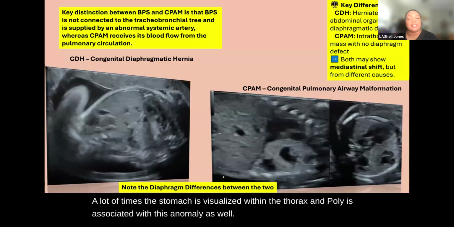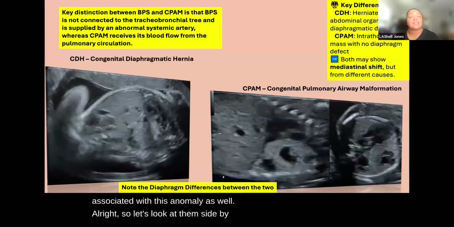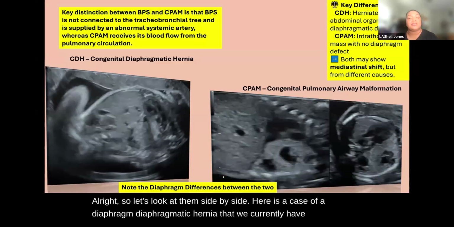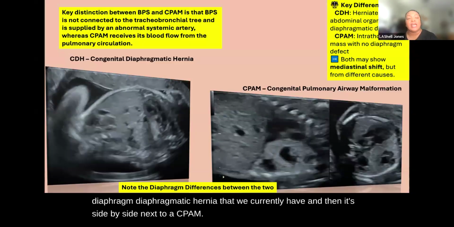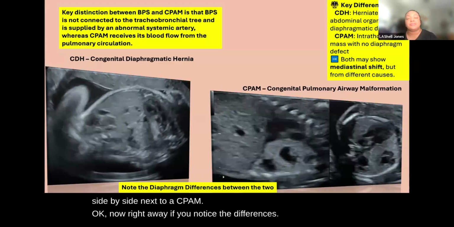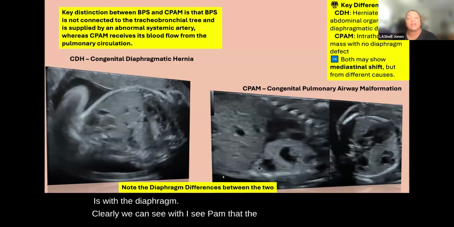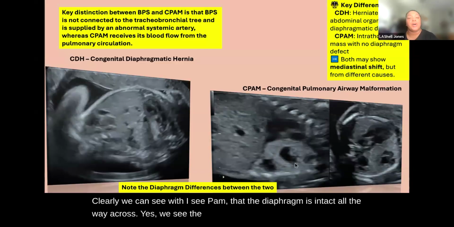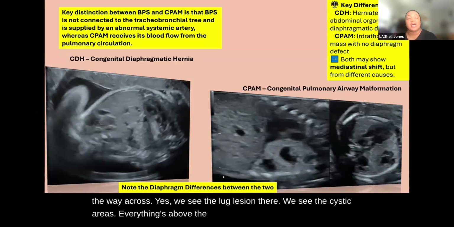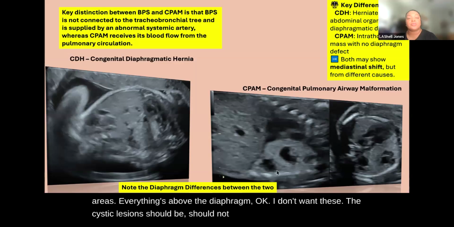All right, so let's look at them side by side. Here is a case of a diaphragmatic hernia that we currently have, and then it's side by side next to a CPAM. Okay, now right away, if you notice the differences, it's with the diaphragm. Clearly, we can see with our CPAM that the diaphragm is intact all the way across. Yes, we see the lung lesion there. We see the cystic areas. Everything's above the diaphragm. The cystic lesion should not be confused with stomach or so forth, especially when you see the diaphragm is intact.